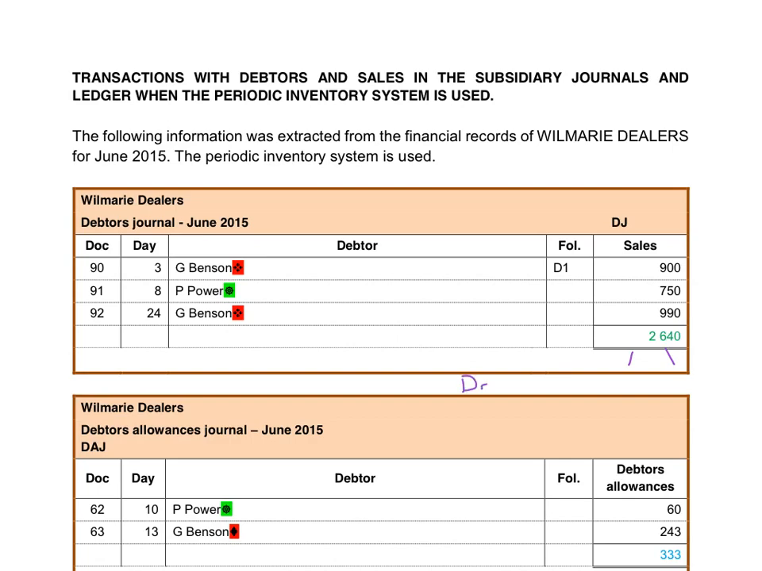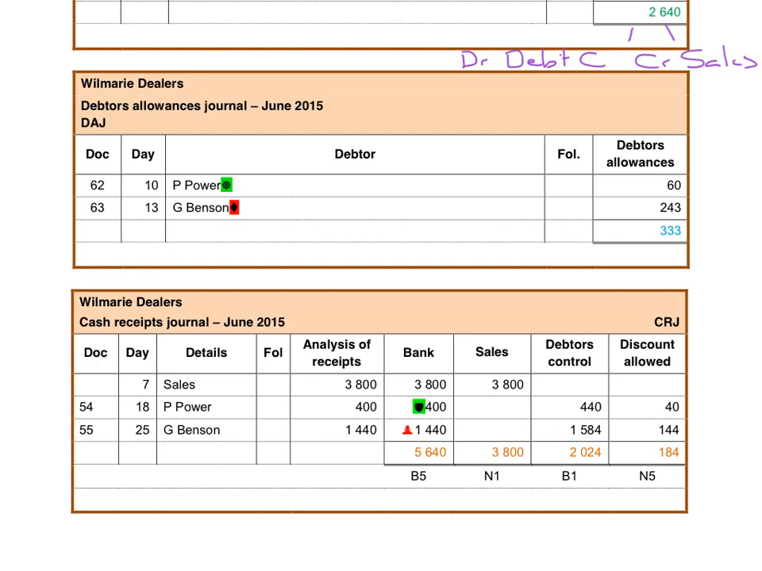We will debit debtors control to increase the amount that the debtors owe, and we will credit the sales account to increase the income. In the debtors allowances journal, we will not have a cost of sales column again, but we will post the total in the debtors allowances and we will debit debtors allowances to decrease the income of the business, and we will credit debtors control to indicate that they owe less money.